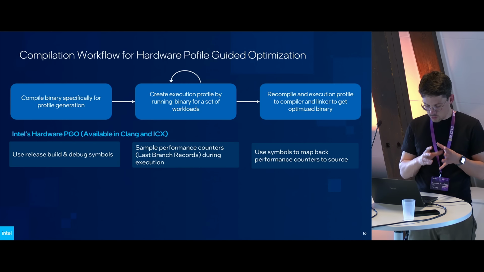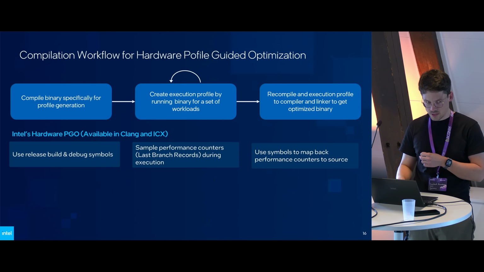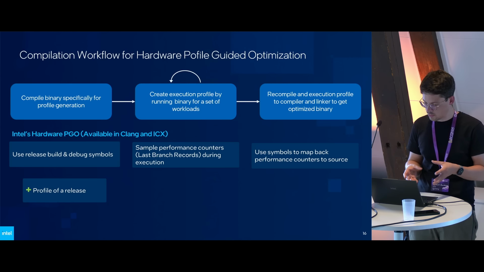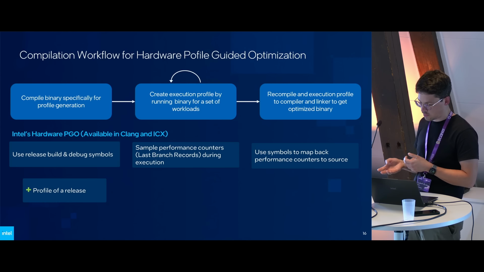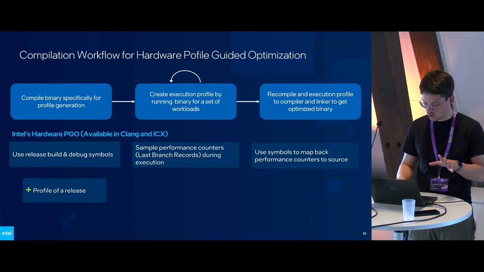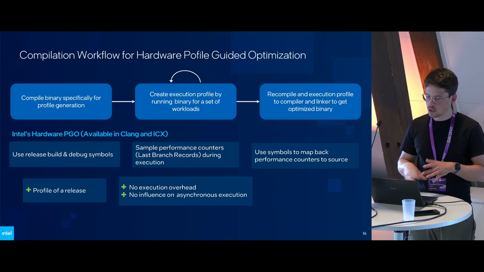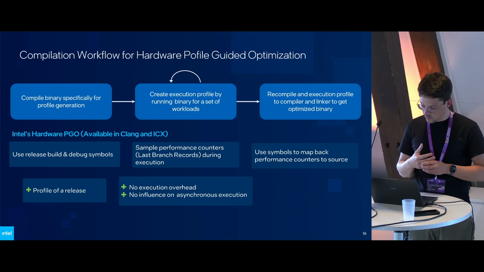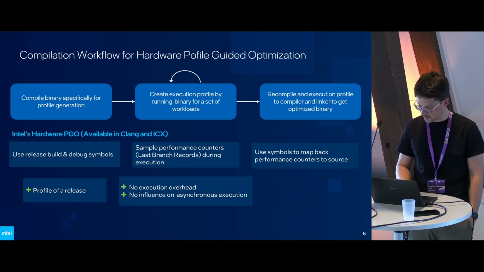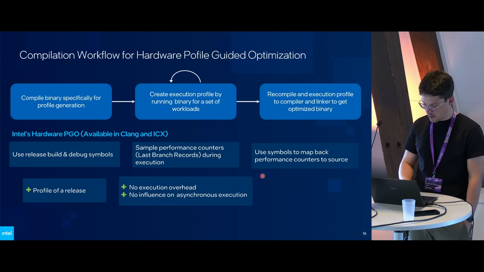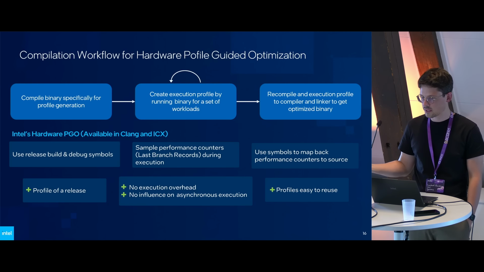So this approach works around several of the problems we had with instrumented PGO. We profile a release build, so collecting information for the profile has pretty much no execution overhead. Also, it doesn't have any influence on threading. And finally, when we do the mapping back to source, we can also reuse these profiles.